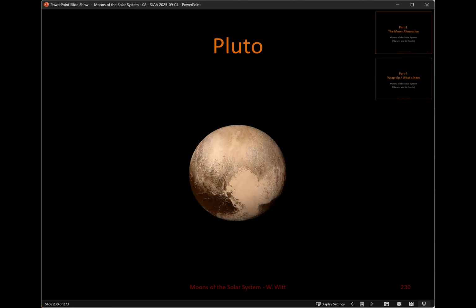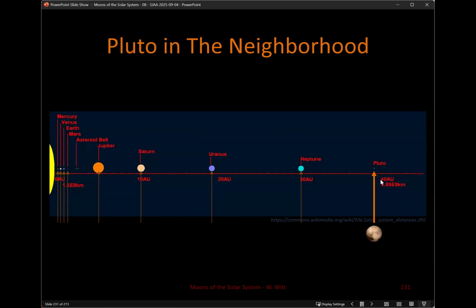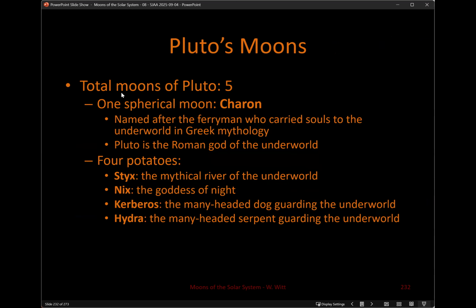And then let's quickly visit Pluto, and then we'll wrap up for the day here. So now we made it all the way out here. Pluto has a total of five moons. One spherical one is called Charon, named after the ferryman who carried souls to the underworld in Greek mythology. And Pluto, the parent planet, is the Roman god of the underworld.